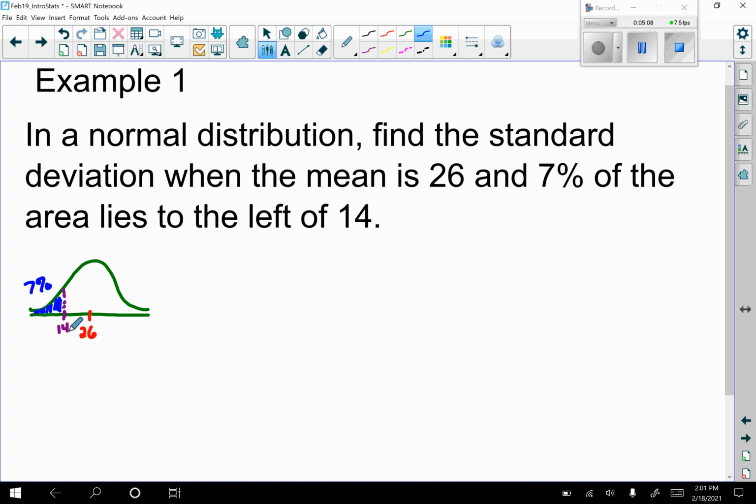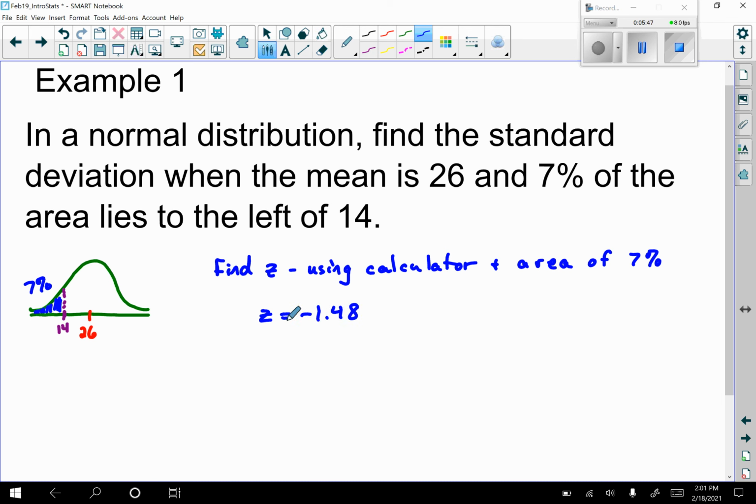So now I could turn this 14 into a z value by using the calculator. So in this case, first, we want to find z using the calculator and the area. So go ahead and do that. And we should be getting z is equal to a negative 1.48, which makes sense.